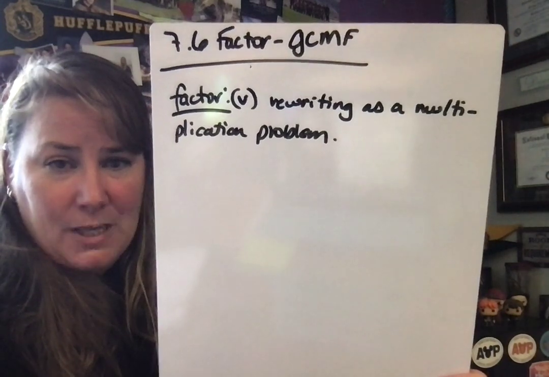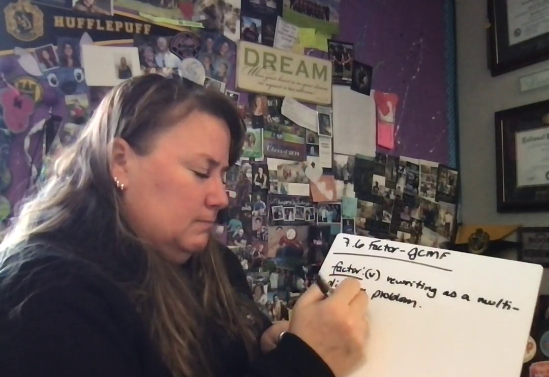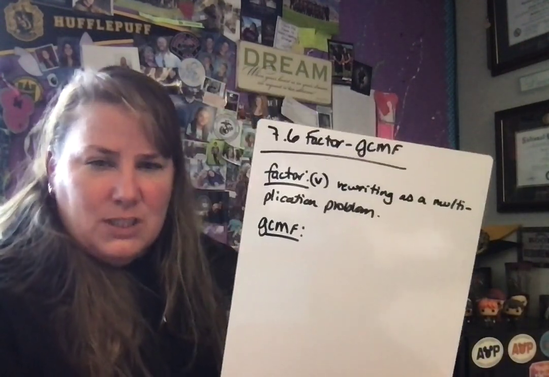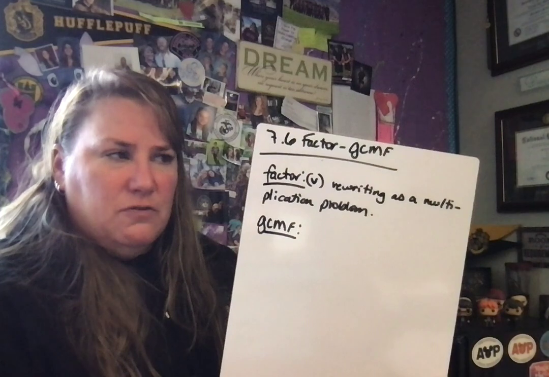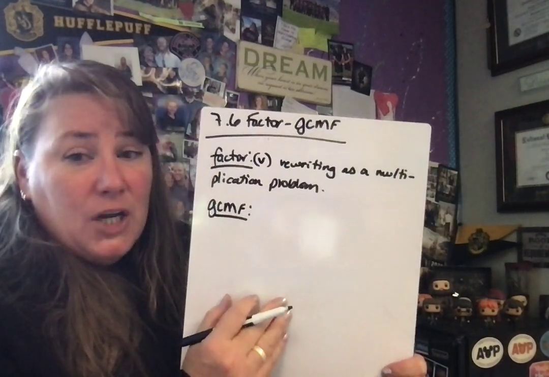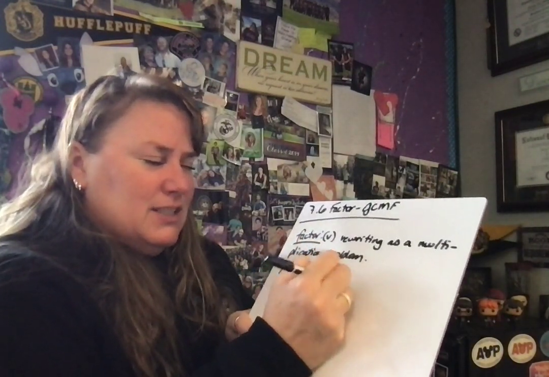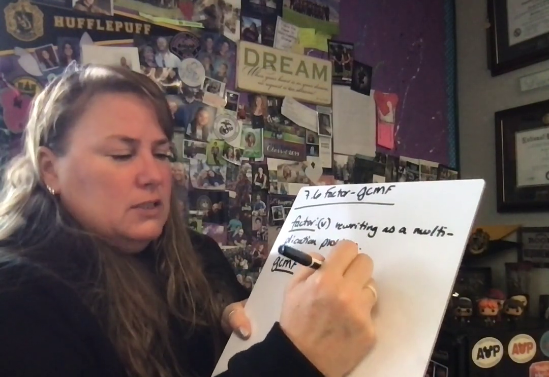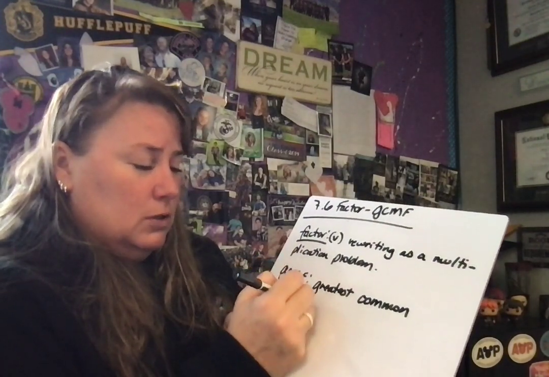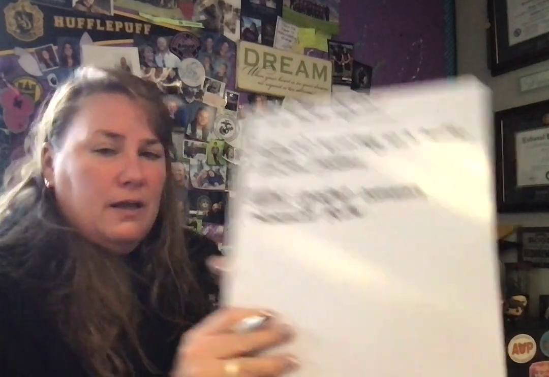Okay? And so GCMF, next one. Most books just say GCF, but I really like the GCMF because it really solidifies what you are factoring, and what that is the greatest common monomial factor. So it's a little bit more specific. Greatest common monomial factor. That's what it stands for.